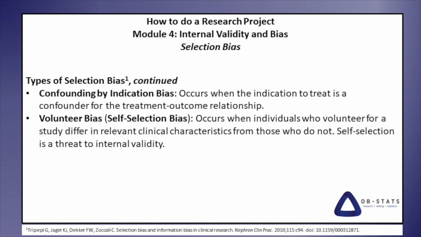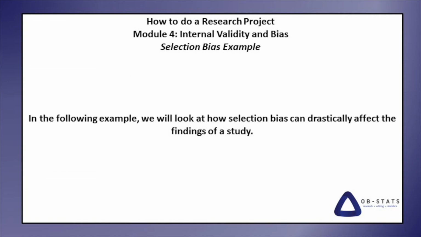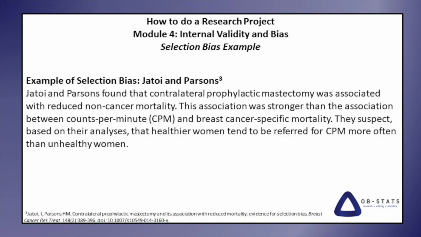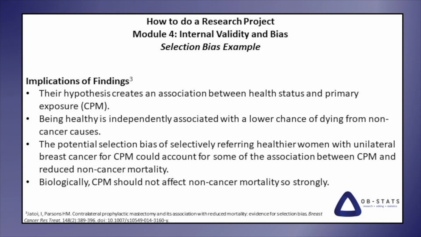In this case, self-selection is a threat to internal validity. In the following example, we will look at how selection bias can drastically affect the findings of a study. Jatoy and Parsons found that contralateral prophylactic mastectomy was associated with reduced non-cancer mortality. This association was stronger than the association between CPM and breast cancer-specific mortality. They suspect, based on their analyses, that healthier women tend to be referred for CPM more often than unhealthy women. In their study, Jatoy and Parsons found the following.